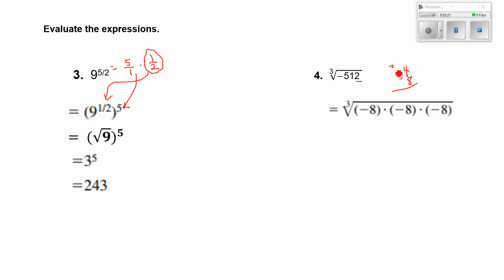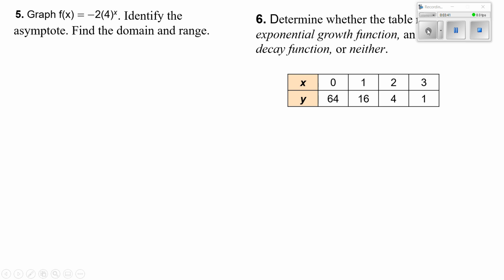And of course, we get the 3 up here. We got 48, 49, 50, 51. So -8 is multiplied to itself 3 times. That means my answer is -8. Okay? And since I don't have an exponent up here, I can just leave it as -8. I do not have to put parentheses around it. All right, let's go to number 5.